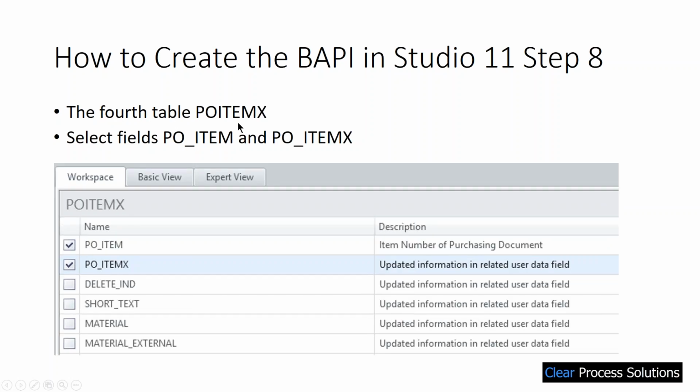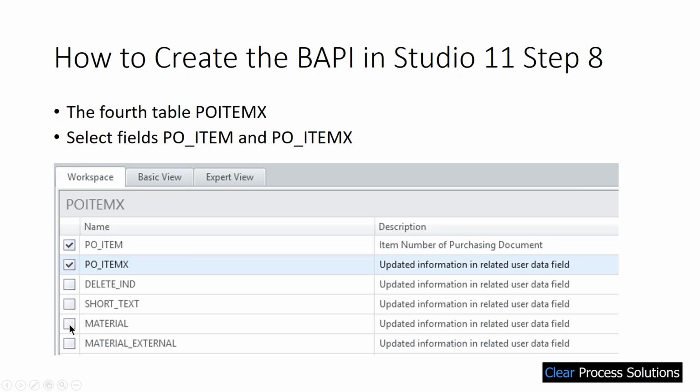Fourth table was PO item X. The 2 fields I need to select here is PO item and PO item X. And when you map this X in the field, simply you put a static number. You don't have to map it. You just put an X, capital X in that.